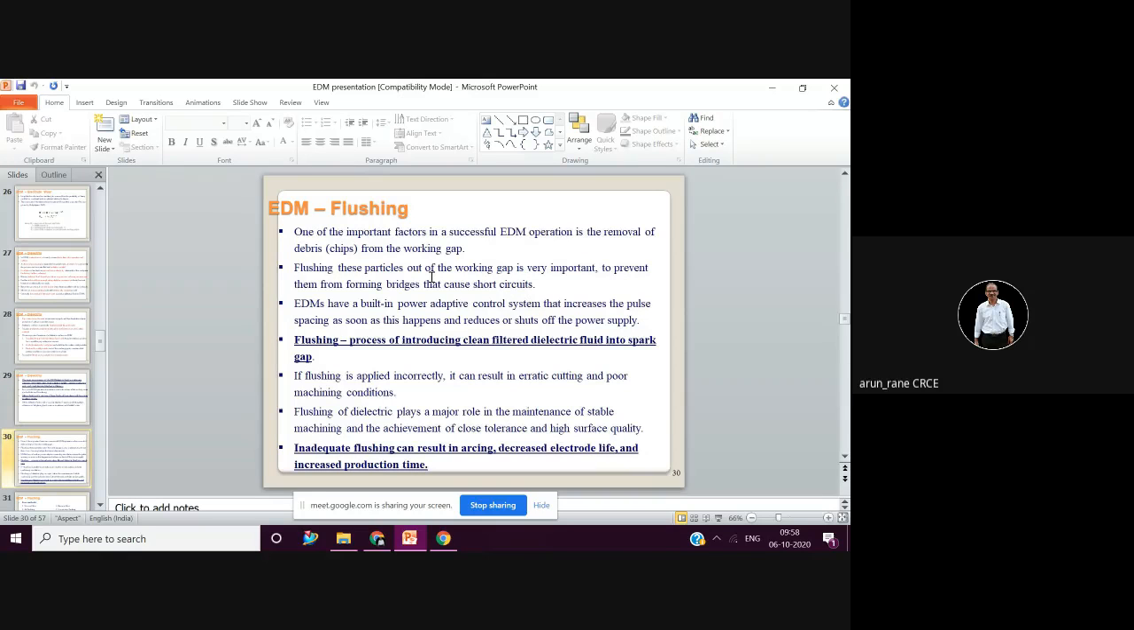Now, flushing is very important in EDM. The purpose of flushing is, what is flushing? It is a process of introducing clean, filtered dielectric fluid into the spark gap. Spark gap. See, what is spark gap? The electrode is never touching the workpiece. There is a small gap between the electrode and the workpiece. That gap is called the spark gap.